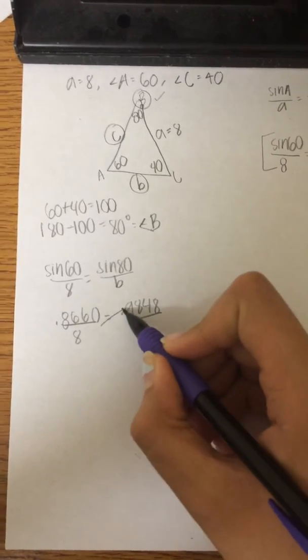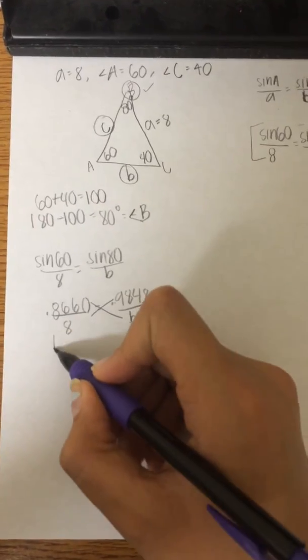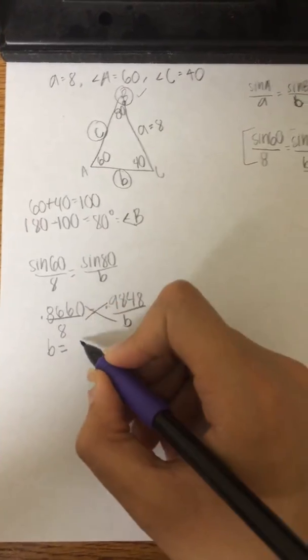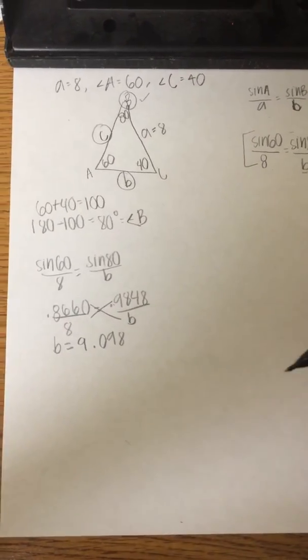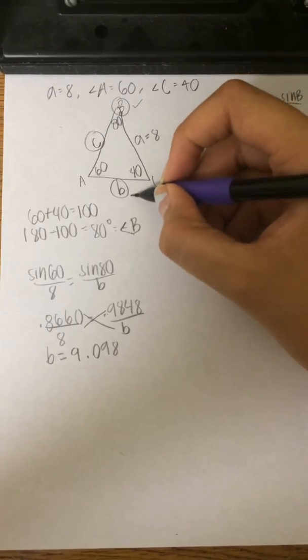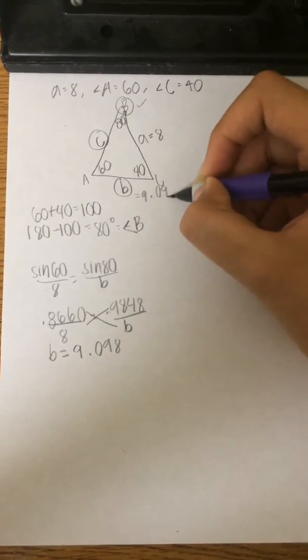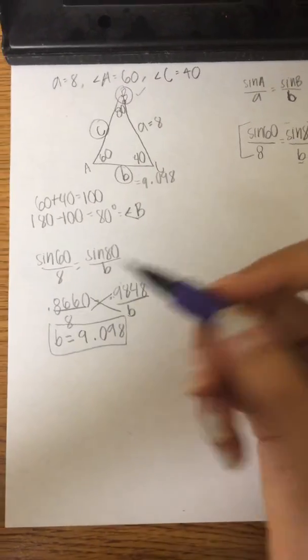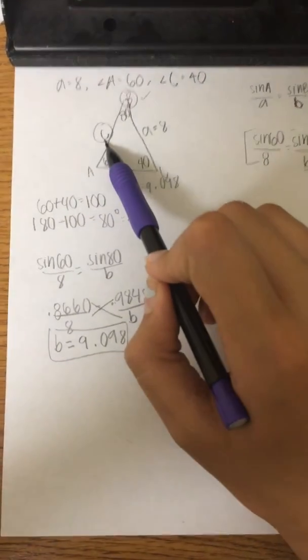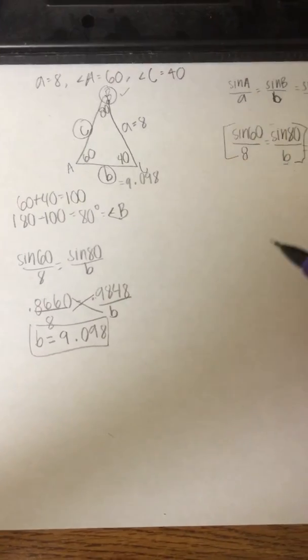Now you just want to cross multiply. You solve, and it gives you 9.098. So your side B is going to be 9.098. But you're not done, because you still have to find side C.